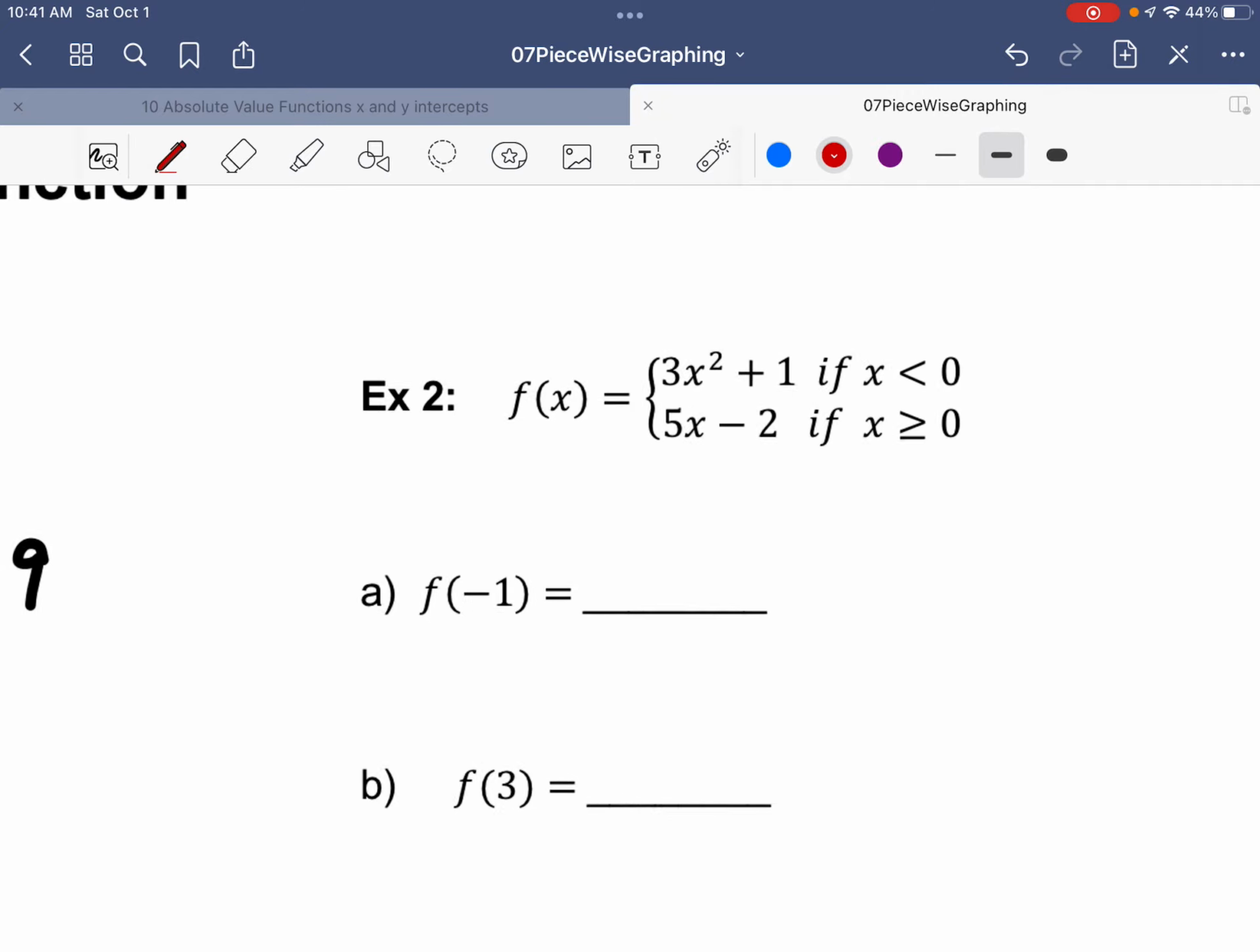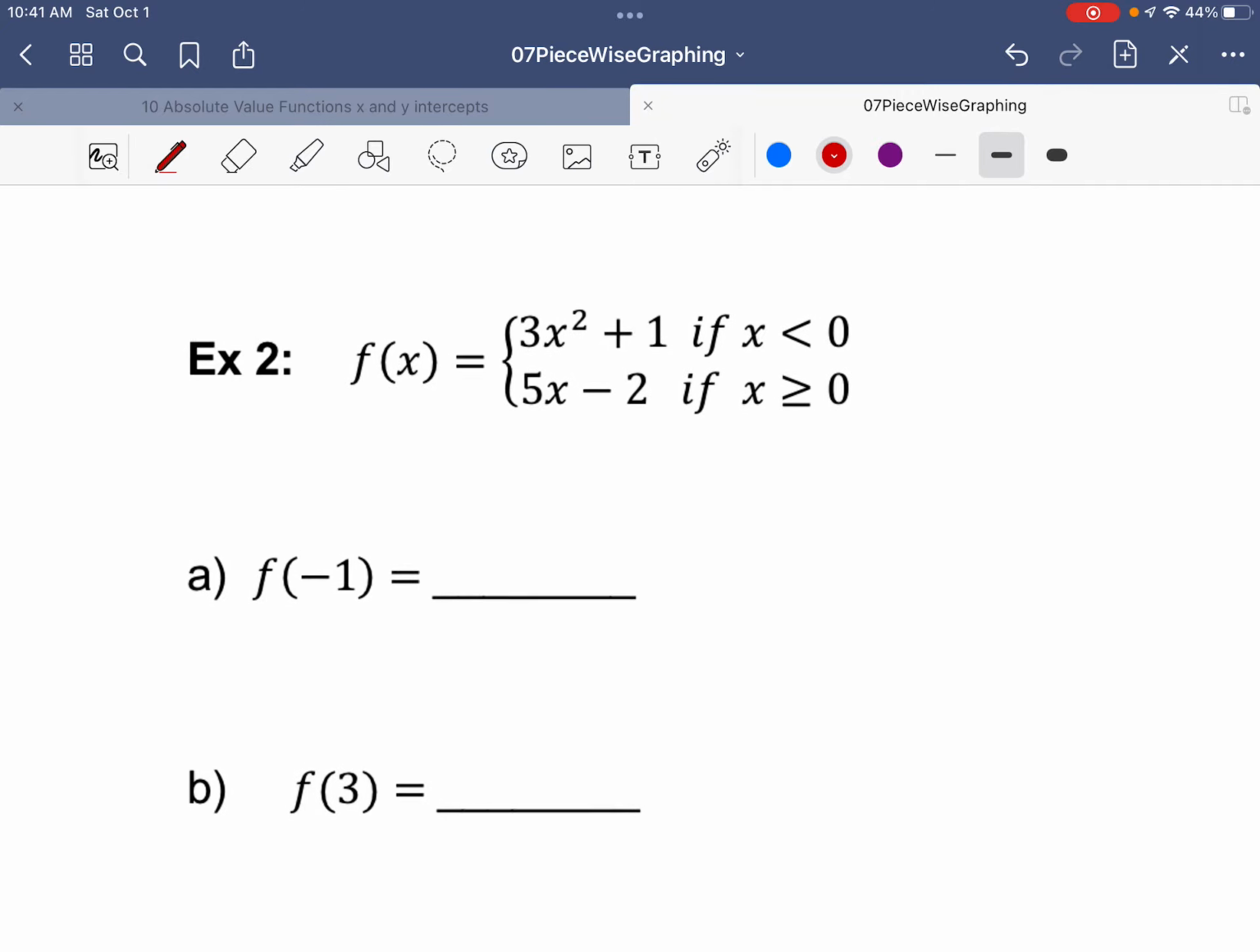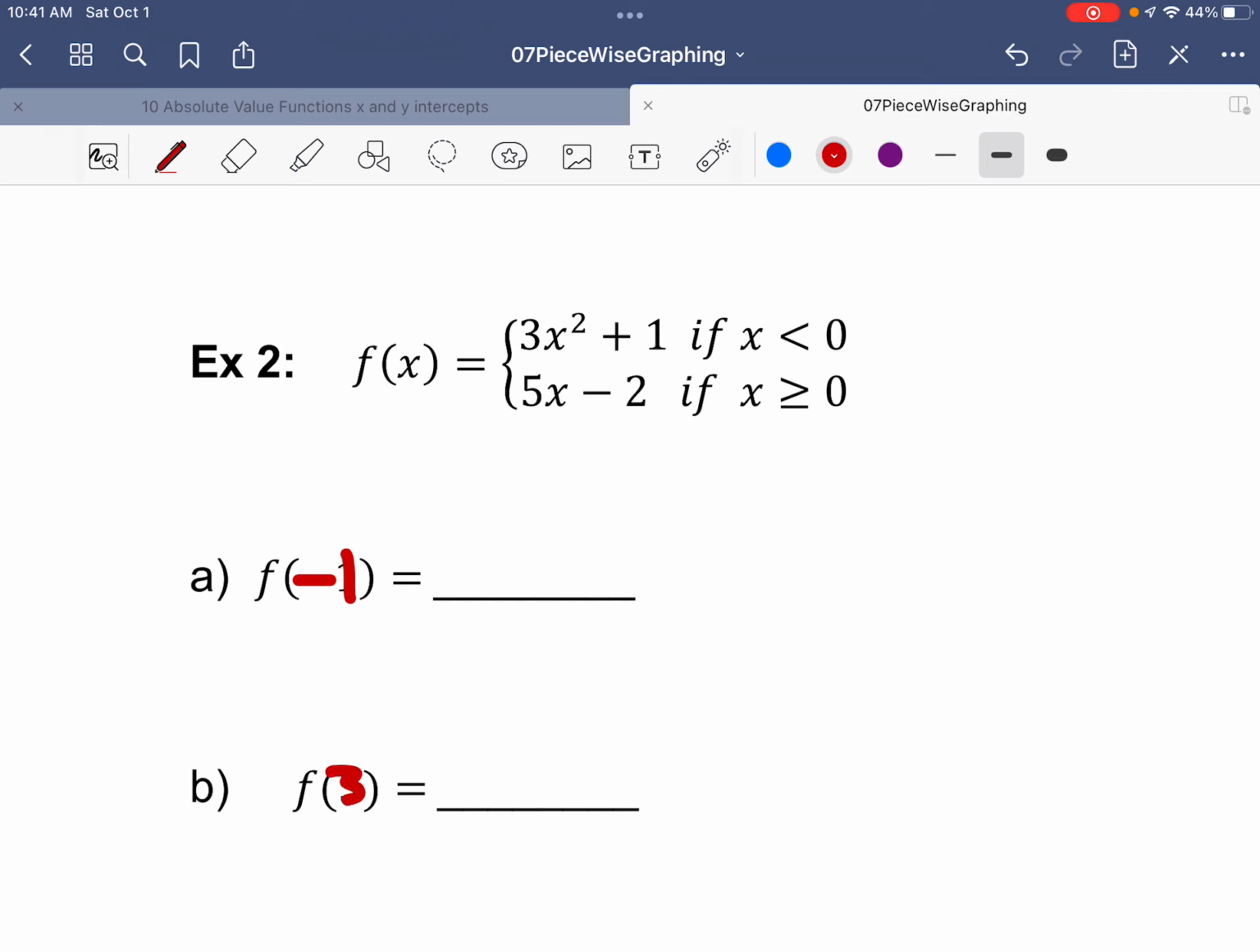What do you think? Do you think you can evaluate a piecewise function? We want to do f of -1. We want to do f of 3. Where are you going to plug in -1, and where are you going to plug in 3?